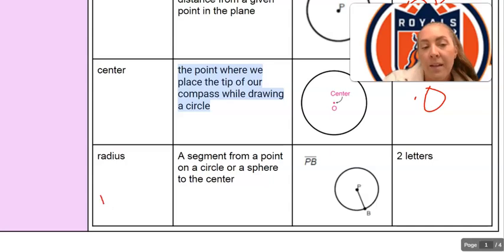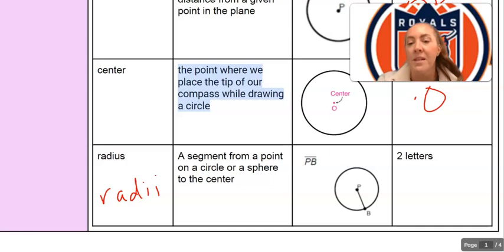The next term is called radius. If we have more than one radius, it is plural, which is radii. But a radius goes from the center of a circle to a point that's on the edge of the circle. It is a segment, so it starts and stops, and we use the little segment symbol above the two letters, okay? So on this circle, we would have radius PB. Now, I could also say radius BP. They're the same.